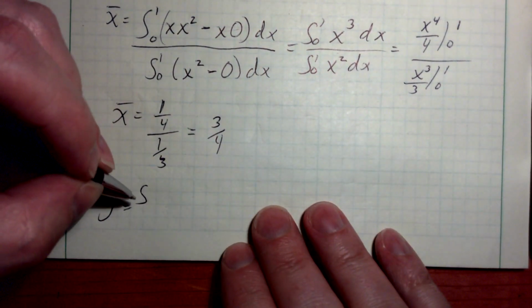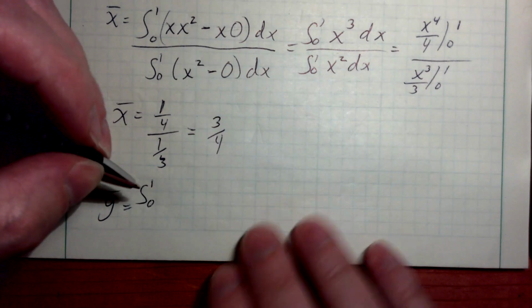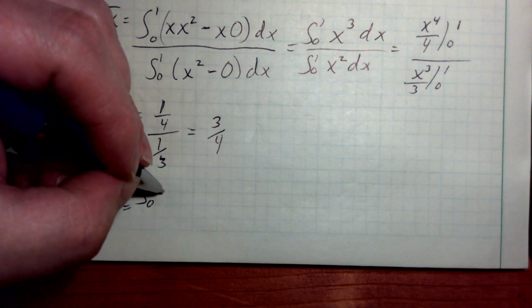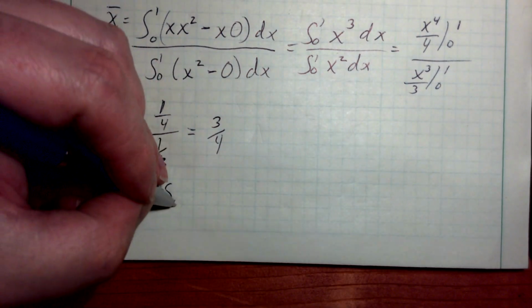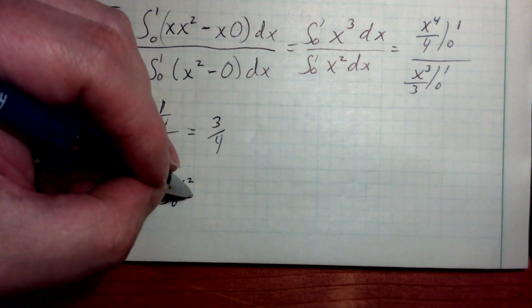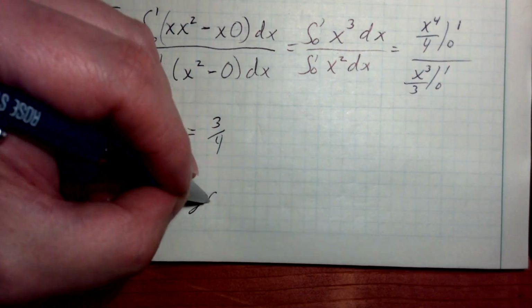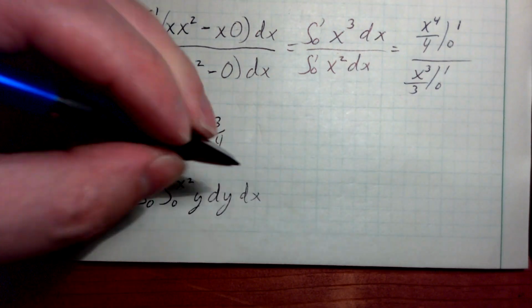So yay for that being simpler. I'm going to integrate along x from 0 to 1. Along y, I'm going to go from 0 to x squared. For the y bar, I need to integrate y with respect to y and then with respect to x.